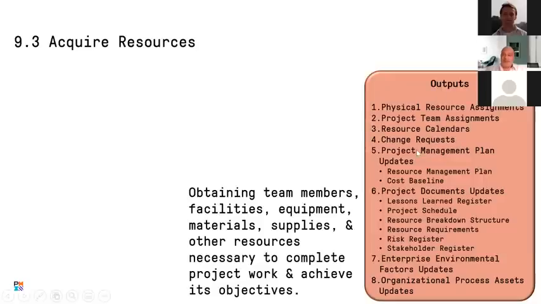So the outputs that we have, and it is a long output, but if you look from number 5 onward, it's just an update of the previous documentation. So don't worry about all these outputs, but the main output is the physical resource assignment. For each physical resource, let's say we are renting cars, I'm renting a car from this time to that time, and you are going to implement what we have planned for. Project team assignment is the same, but for the humans.